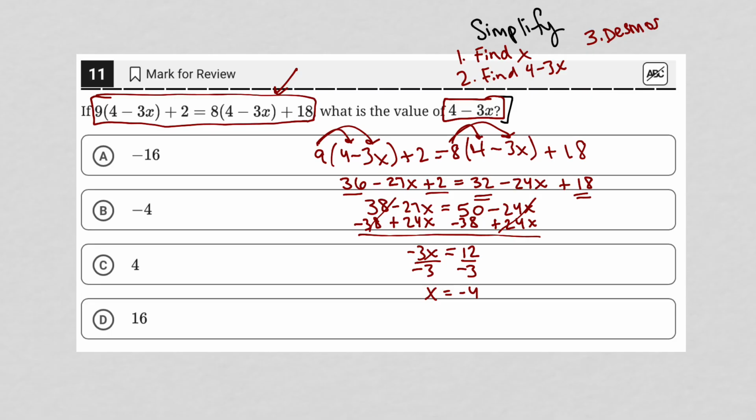And of course, we're not looking for x, right? So be mindful that negative 4 is an option here. But the question asks us for the value of 4 minus 3x. So I'm going to say 4 minus 3 times negative 4, since x is negative 4, which leads me to 4 plus 12, right? Negative 3 times negative 4 is positive 12, which is 16, and therefore our answer is 16. All right, so that's option 1.